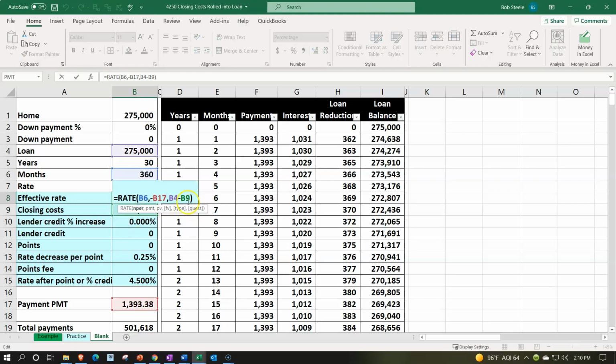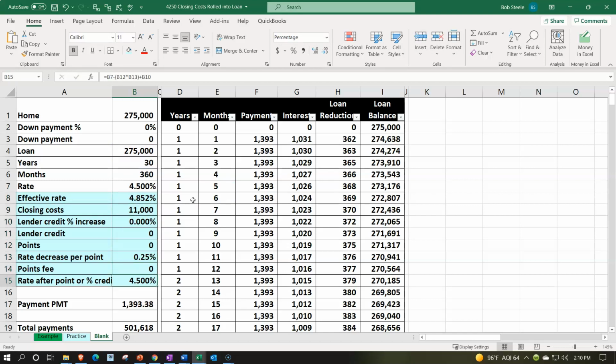Let's double click on it again and multiply it times 12. For the yearly rate, we got 4.852. So obviously that would be higher than the rate because we rolled in the closing costs for it.